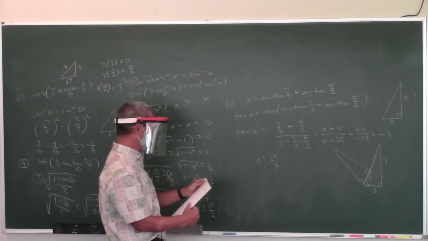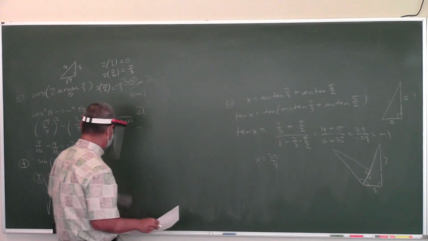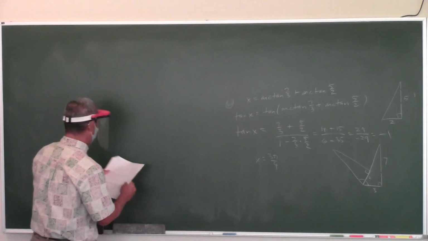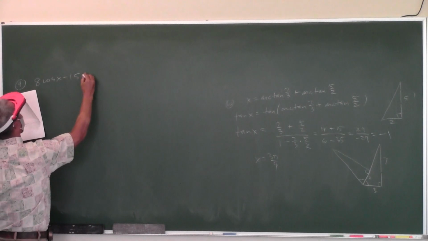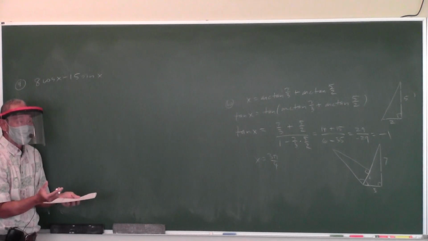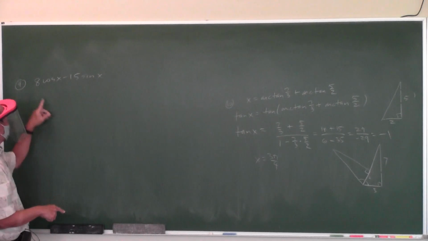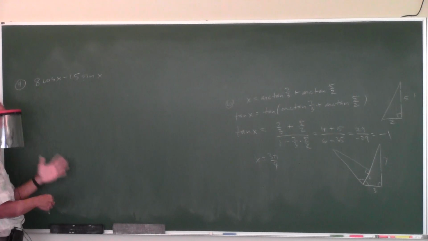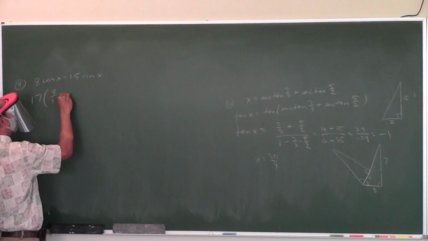Okay, last page. Number 4, 8 cosine. Okay, some people now. How many people did this? About 5 people? It says write it as a sine function. 5 people did cosine. Okay, what is the magic number? It's the square root of this squared plus this squared, that's 17. Come on, 8, 15, 17. It's a Pythagorean triple. So factor out the 17, and you get this.